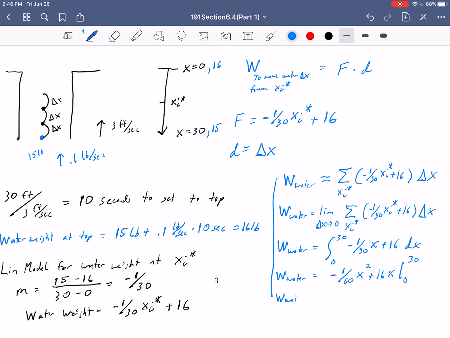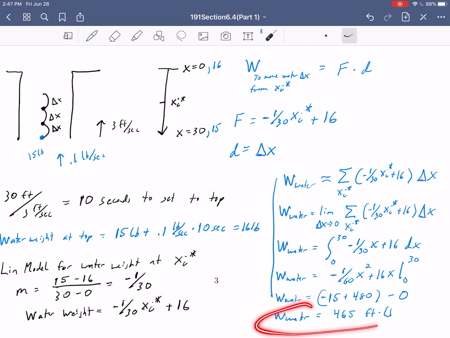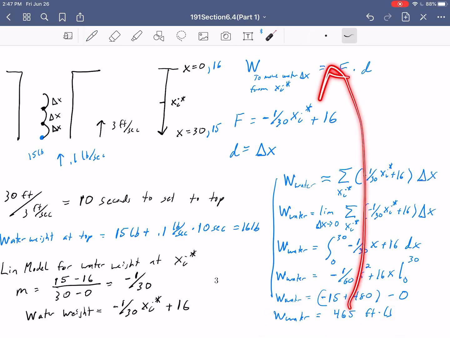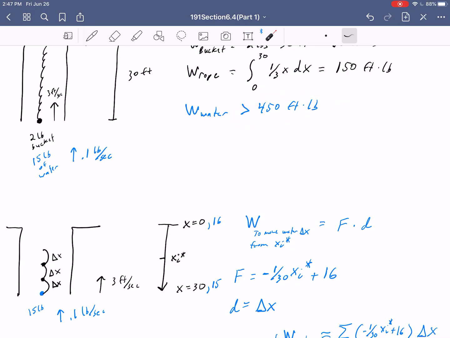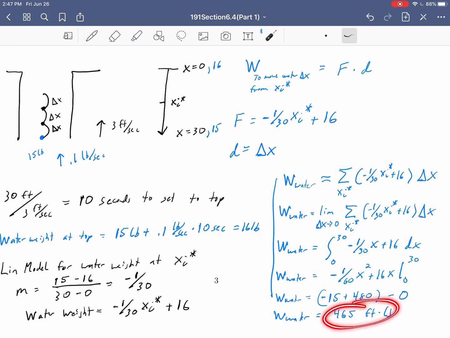Plug that in: 30 squared is 900, divided by 60, that's 90 divided by 6, so 15. So we get -15 plus 480 minus 0, and the work for the water here is going to be 465 foot-pounds. All right, we can look back up here. We said it was going to come in greater than 450 pounds. Well, it absolutely did. It's 465, just a little bit larger, because it's not that much water being dumped in. It's only 0.1 pounds per second.